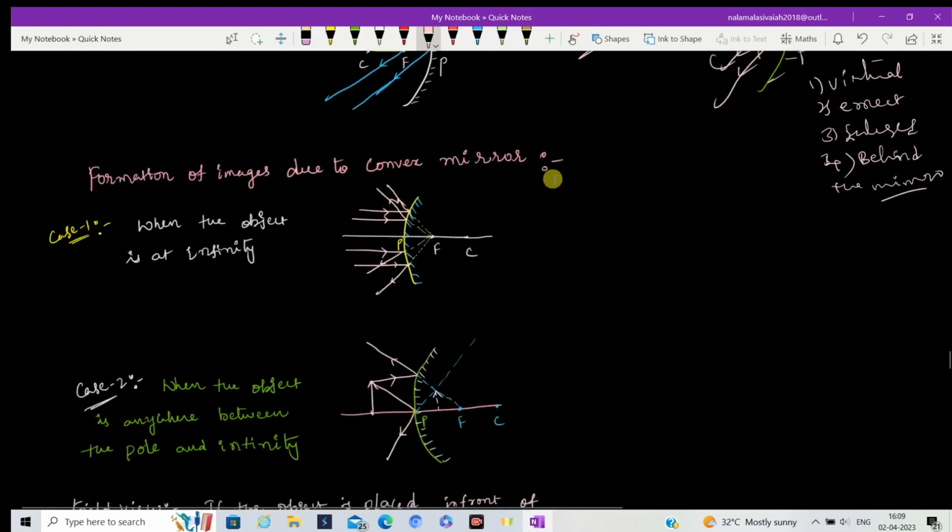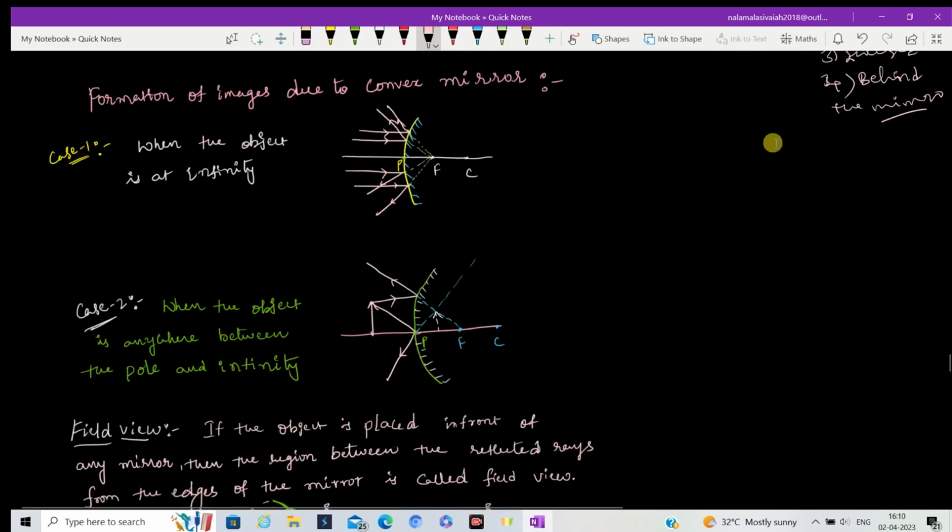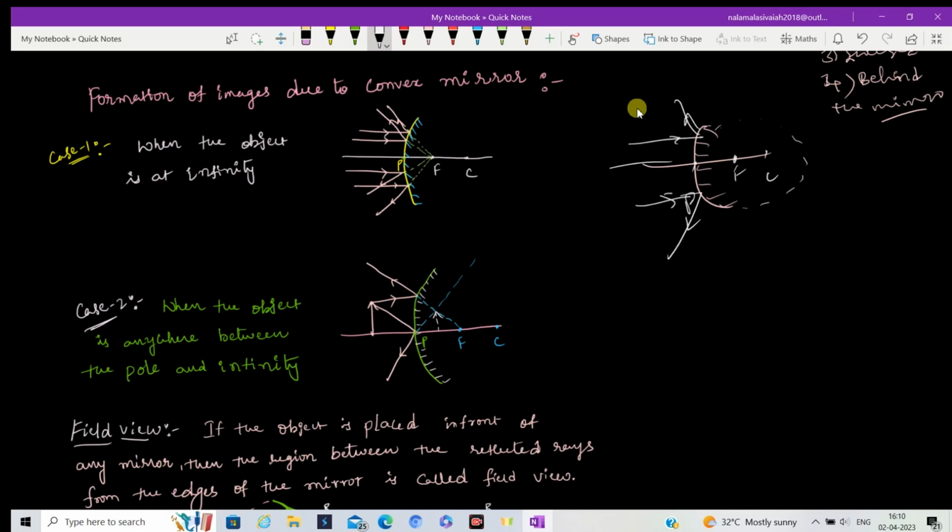Coming to the convex mirror, in convex mirror only two cases are there. One is when the object is placed at infinity. You are taking a convex mirror with pole, focus and center of curvature; the sphere is on this side, that is the reason we placed it so. If the object is at infinity, one light ray I am taking, another light ray I am taking. After reflection, those light rays diverge. Then you extend the reflected light rays and they meet at the focus. So object at infinity, image is forming at the focus.